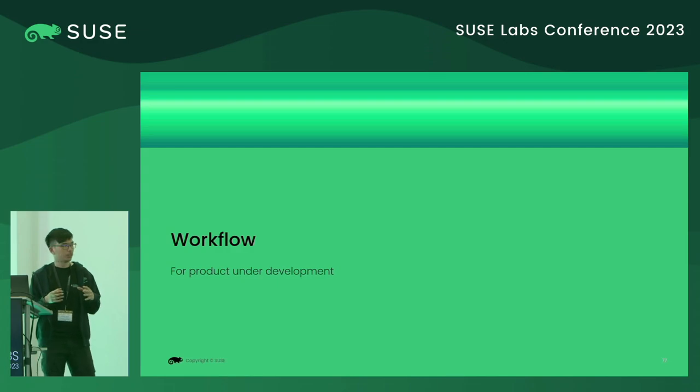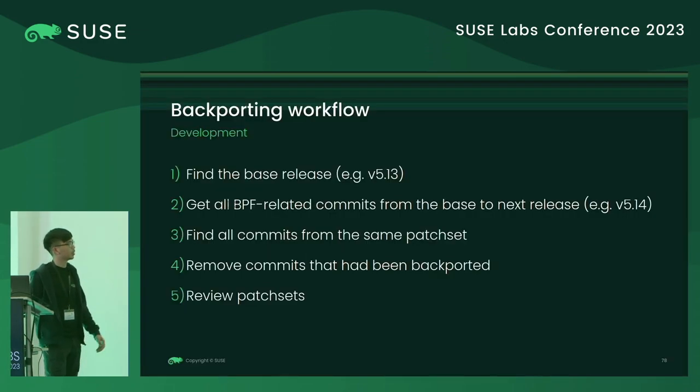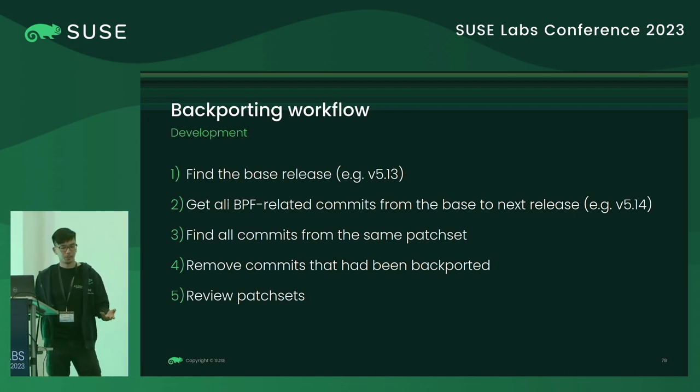To sum it all up, this is my workflow for BPF backporting. I start by finding what base release the branch is on, for example 5.13. Then I try to get all the BPF related commits from this base to the next one, because BPF has quite a lot of commits. Moving too far ahead usually means there will be too many commits, so I usually just move between single releases. From those BPF commits, I find all the commits in the same patch set, remove the commits that I already have, and review them. I usually review them by the subject of the patch set, and if it's quite a large patch set, maybe look at the cover letters. But with the amount, I usually don't take too close a look at the patches themselves.